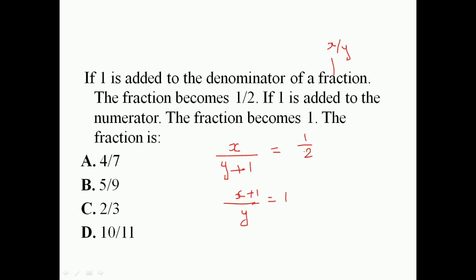By cross multiplying, we get 2x equal to y plus 1 in the first equation, and y equal to x plus 1 in the second. The second equation can be substituted in the first equation, that is the value of y. So 2x equal to x plus 1 plus 1, that is 2x equal to x plus 2, or x equal to 2.